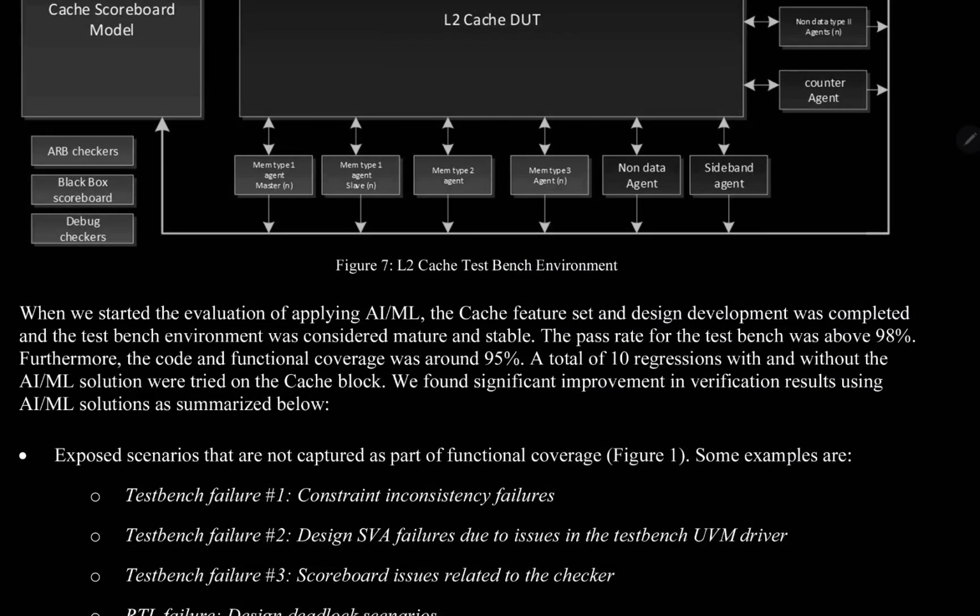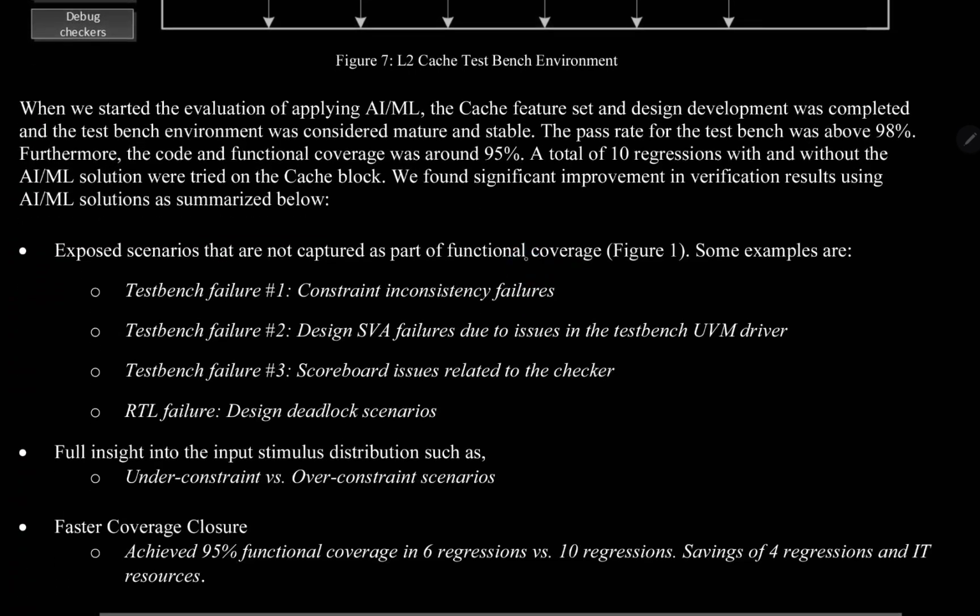When we started the evaluation of applying the AI/ML, the cache feature set and the design development were completed, and the test bench environment was considered mature and stable. The pass rate for the test bench was above 98%, and the code and functional coverage was around 95%. A total of 10 regressions with and without an AI/ML solution were tried on the cache block. We found a significant improvement in verification results using AI/ML solutions, as summarized below.